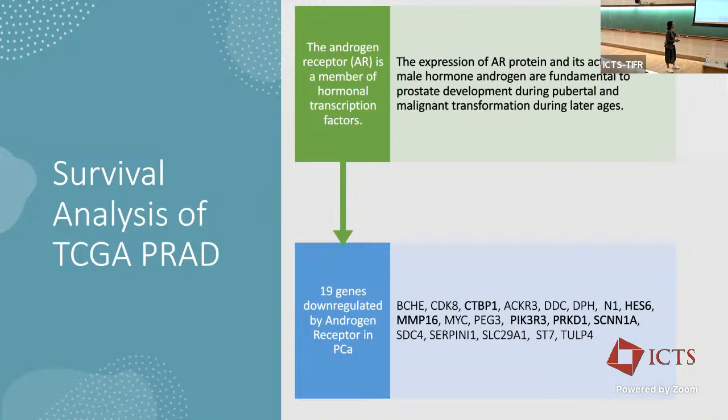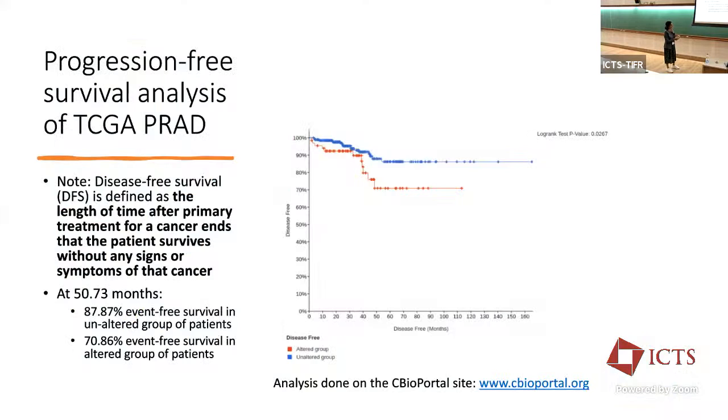So these are the 19 genes. I chose these 19 genes, and then I stratified the group. I have actually studied the progression-free survival for those patients, and these are real data sets collected. When you look at that, you can see that you have the altered group and the unaltered group. Altered group means this group has mutations in those genes, pathogenic mutations.